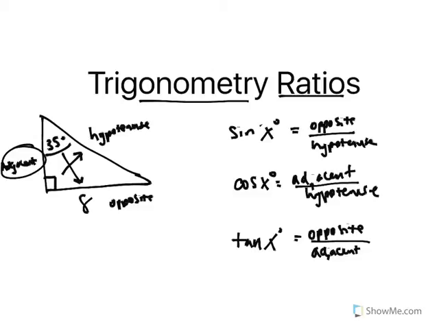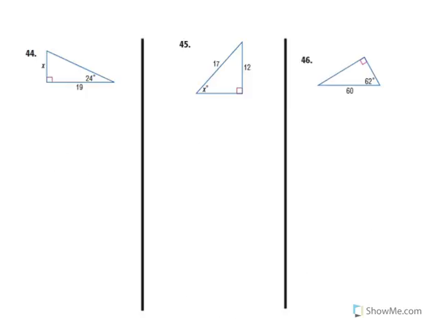So how do we solve a trigonometric problem? Let's look at the sample problem here. First, we name all the sides. So the side across from 90 is always the hypotenuse.